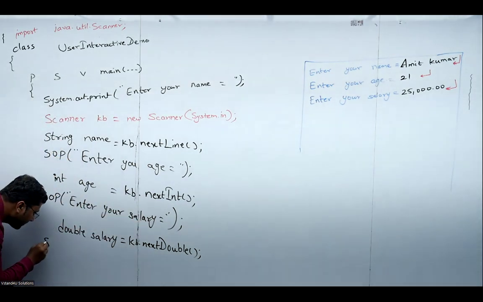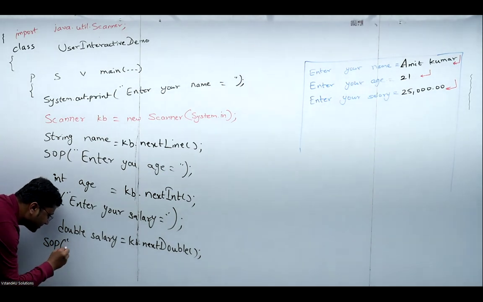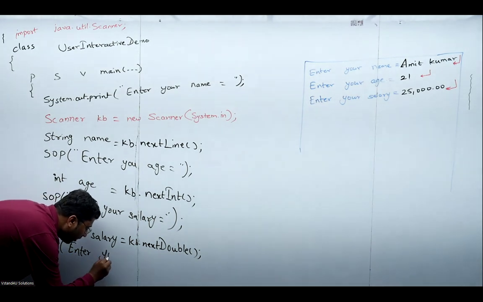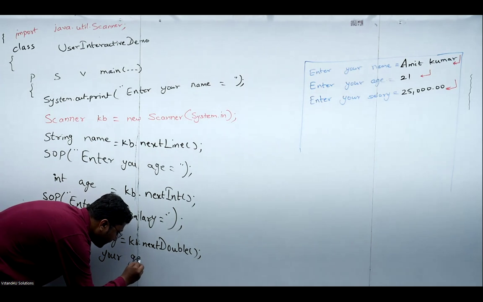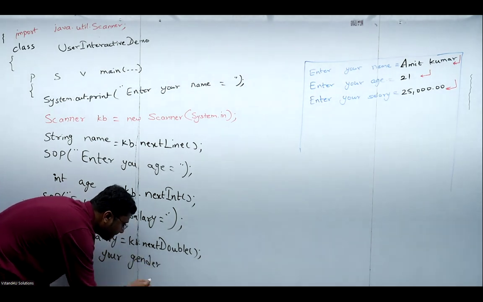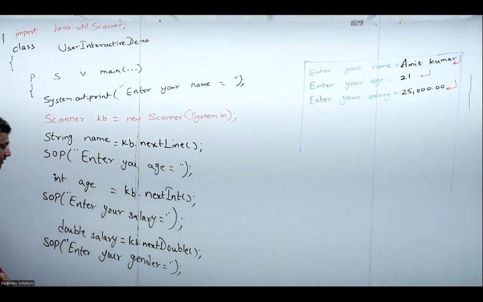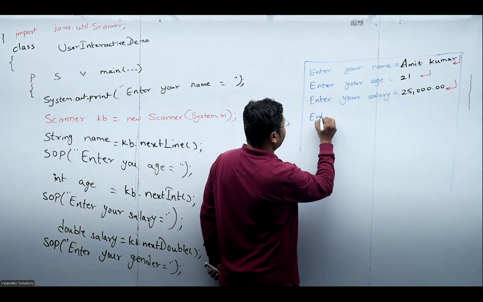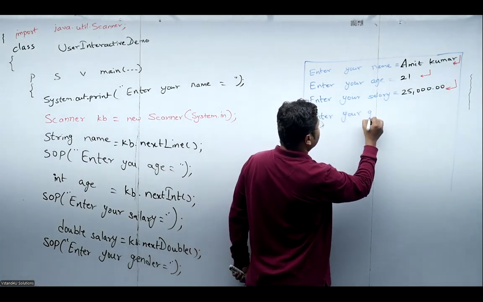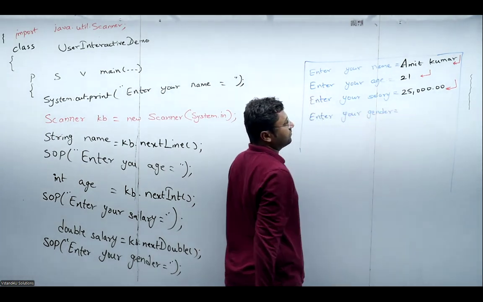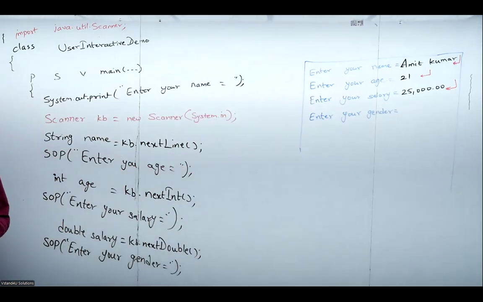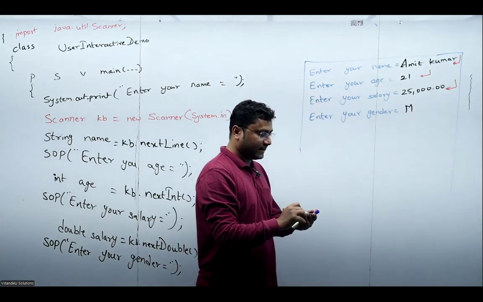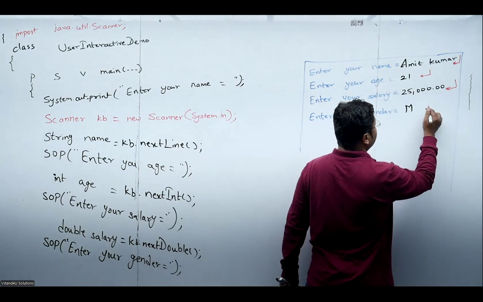So what do I say, sir? SOP of system.out.println, print of enter your gender equal to. Done. This message should be printed over there. Am I right? Let me help you with that. Enter your gender equal to. Now pay attention. The user will be entering a gender, either M or F. Am I right? So say the user has entered M. After entering M, the enter key would have been struck.